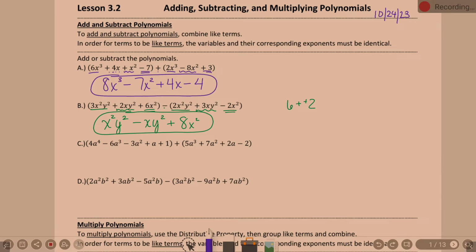4a to the fourth is by itself. 4a to the fourth is what I usually say. No other a's to the fourth, so it's going to stay 4a to the fourth. What else? Okay. Minus 6a cubed. Notice, what are we doing this time? This is an addition problem. So minus 6 plus 5 is going to be minus 1a cubed.